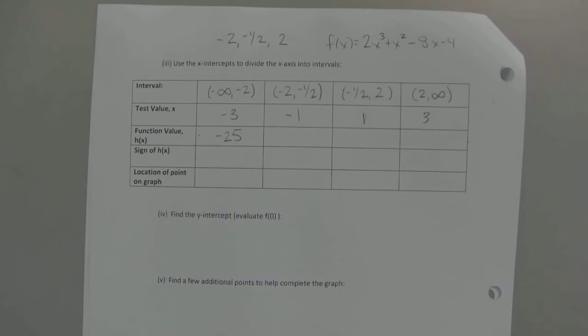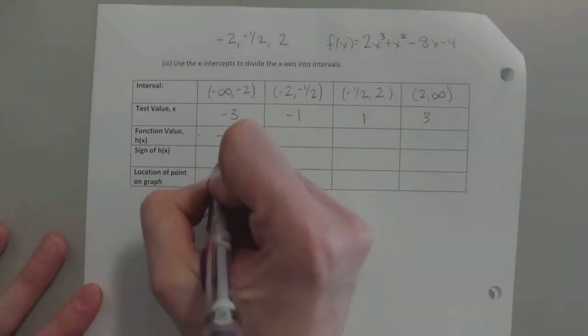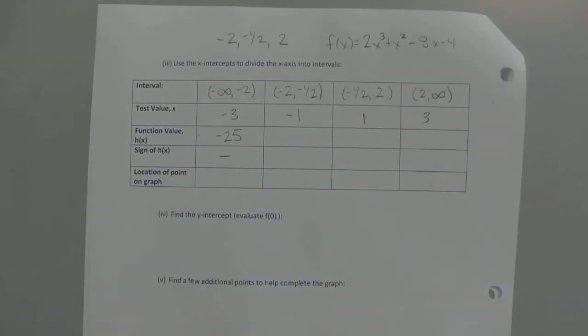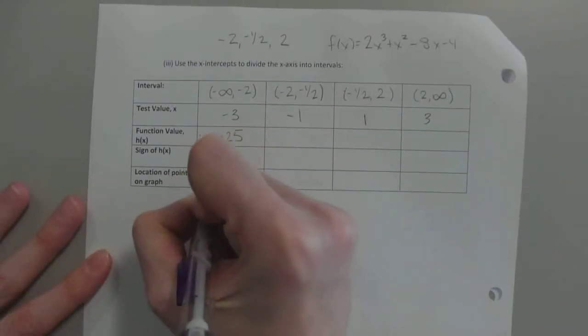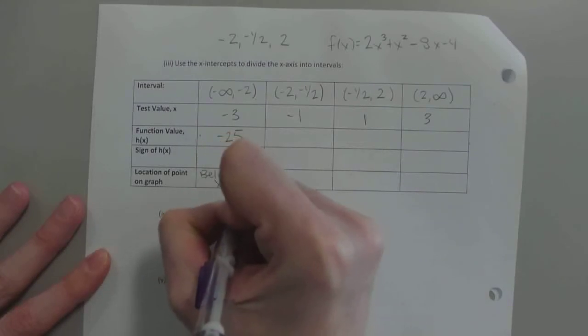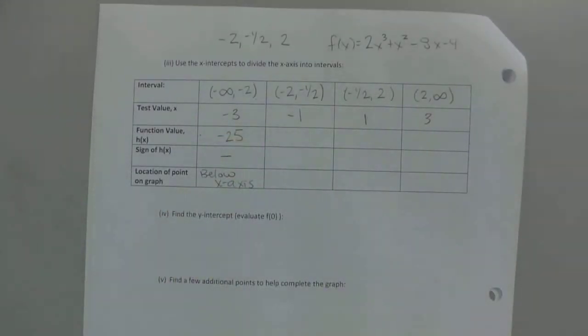So what does that mean? It means coming up to the 0. We know at negative 2 we're crossing the x-axis. But coming up to negative 2, we have a negative y value. So what does that mean? It means our sign is negative, which means where are we located? Above or below the x-axis? Below. Can we really graph negative 25? No, but at least we know from what direction we're coming from.